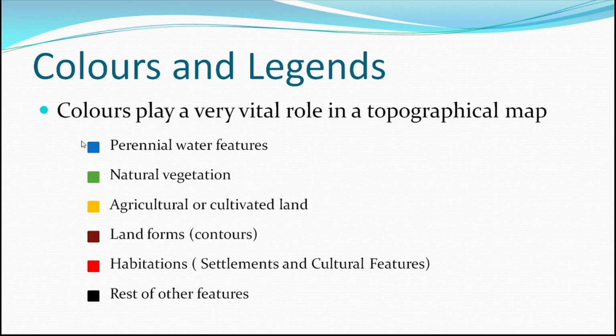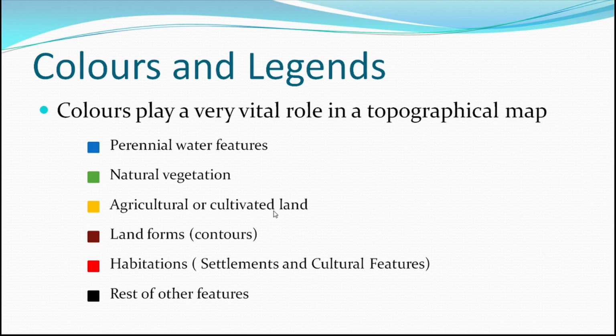When we say blue, if you see something blue, it means perennial water features, water bodies. It can be a lake, a river, streams, that's blue. Then when you see something green, that means natural vegetation, trees or forest. Then if you see something in yellow, it means agricultural or cultivated land.